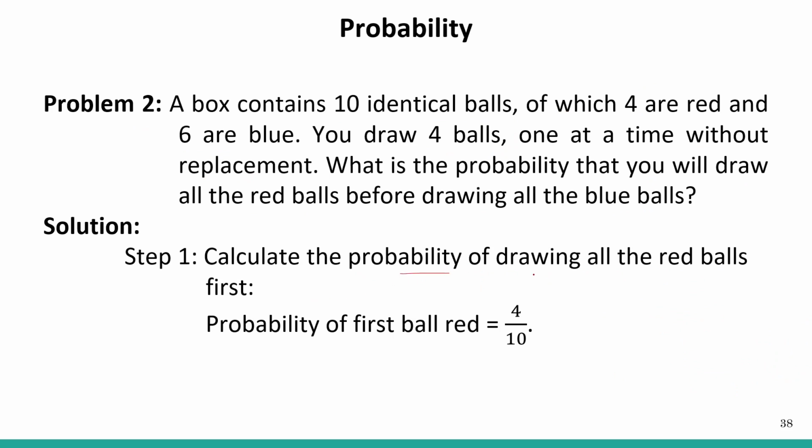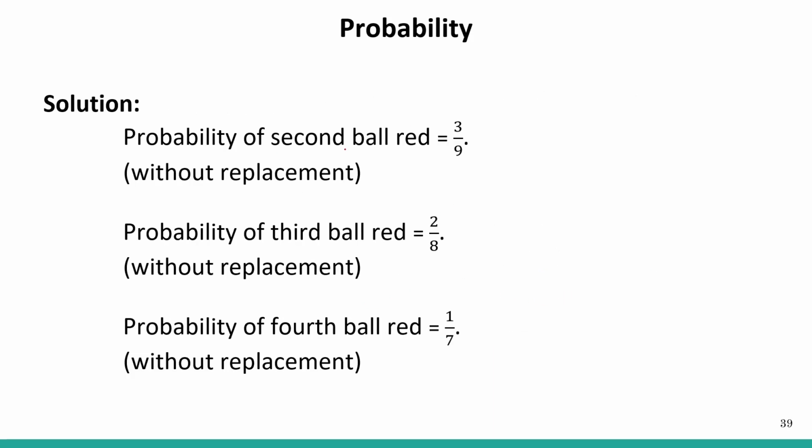So calculate the probability of drawing all the red balls first. Okay, so first ball red is equal to 4 by 10. Without replacement, probability of second ball being drawn is what? 3 by 9. So probability of the third ball being red will be what? 2 by 8. And probability that the fourth ball will be red is what? 1 by 7. Without replacement. Okay, all these cases are done without replacement.